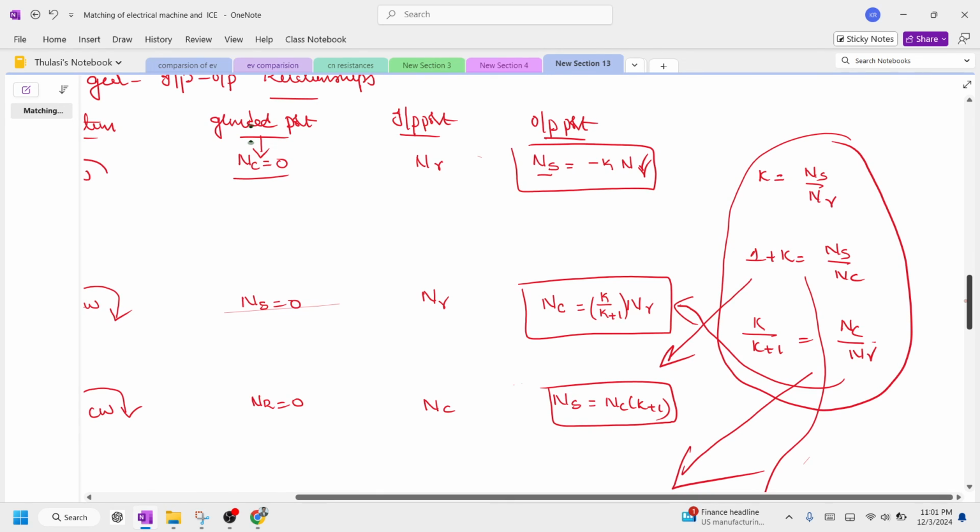This is how this epicyclic gear system helps us to interconnect an electric motor with an IC engine for performance.